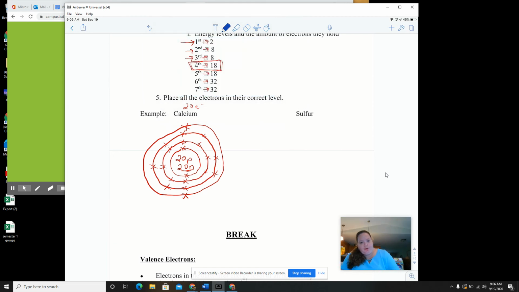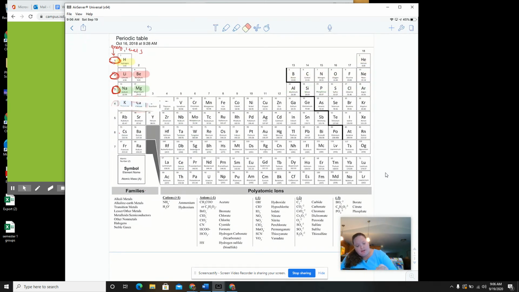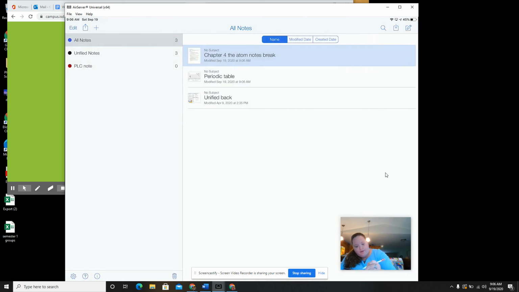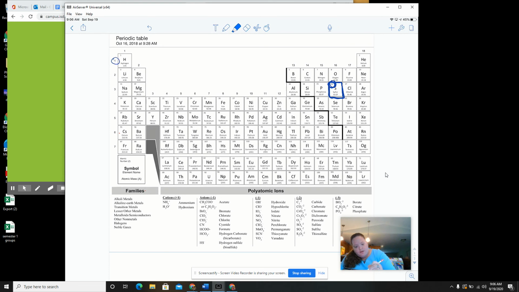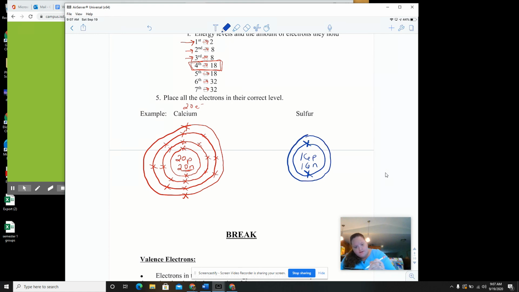Now I'm going to do sulfur. So I'm going to go to my periodic table, but I'm going to erase what I have here so that we can start all over. So sulfur is over here, and it is number 16. So in the middle here, 16 protons, 16 neutrons. My first energy level holds hydrogen and helium, the 2 of them. That's the first energy level. Now to the second.